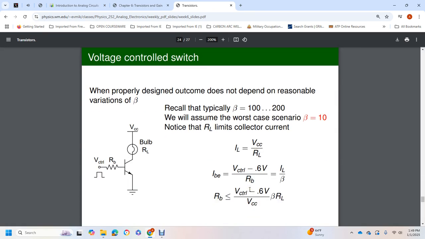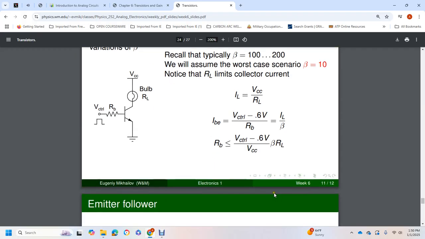When properly designed, the outcome depends not only on reachable variations of beta. Recall typical betas are 100 to 200. We'll assume the worst case scenario beta is 10. Notice that the inductor resistance limits the collector current. The inductor current is equal to the supply voltage over the inductor resistance, and then the base emitter current is equal to the control voltage minus 0.6 over the base resistor, equal to the inductor current over beta. The base resistor is less than or equal to the control voltage minus 0.6 volts over the supply voltage, times beta, times the inductor resistance.